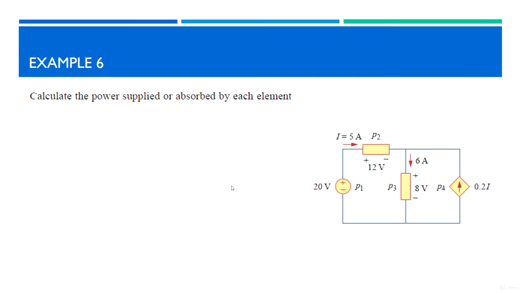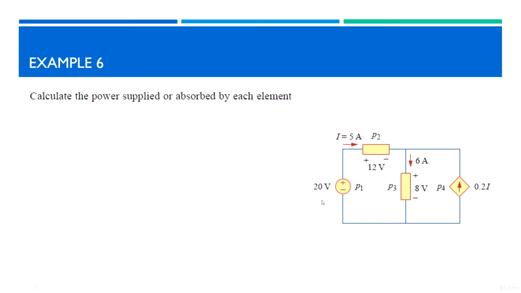So in this example, it is very simple and you will understand more about electric circuits inside the next videos. So be patient and understand now. Calculate the power supplied or absorbed by each element. So we have here a circuit, we have here a supply, and two elements which consume power, and we need to identify the power supplied or power absorbed by each element.